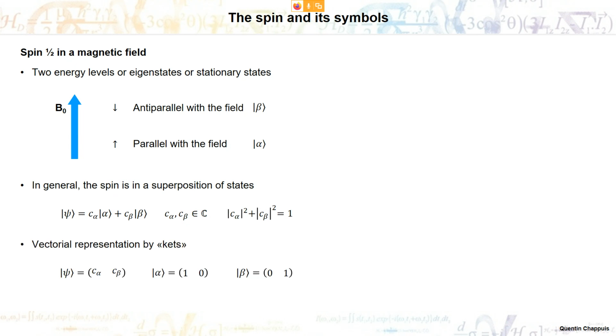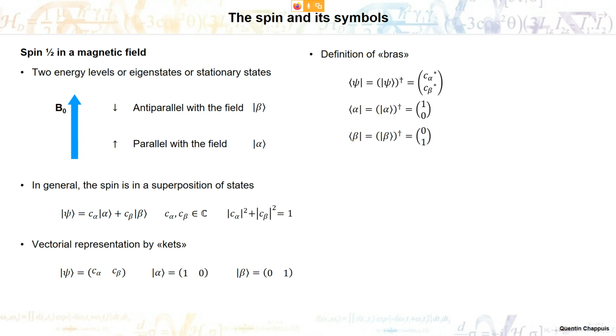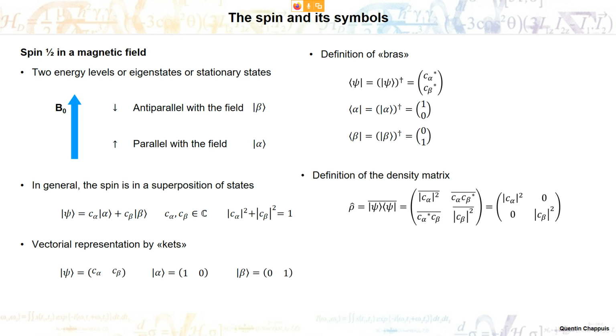Then you can use a vector representation of the spin state simply by writing the coefficients, and you don't write the whole alpha and beta, just the coefficients. So alpha becomes (1, 0), and beta becomes (0, 1). We'll need also the bras, which is the complex conjugate transpose of the ket. For alpha and beta, because the coefficients are real, it's simply the transpose of the vector. Why is it useful to define a bra? In what we are going to do, it allows us to define the density matrix, which is the way we are going to describe the spin state in the simulation.